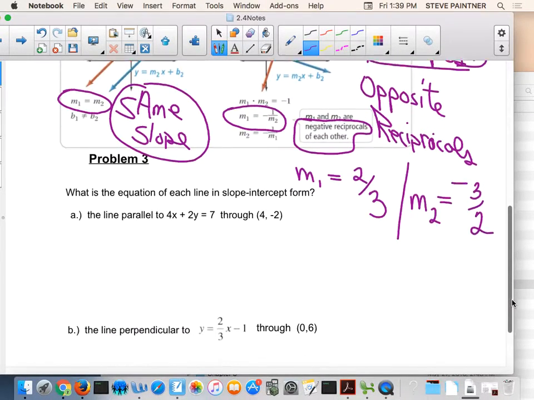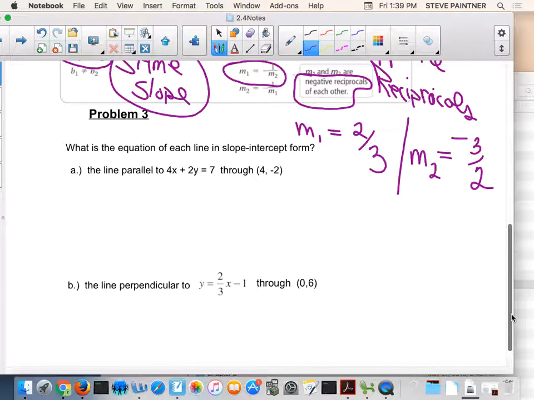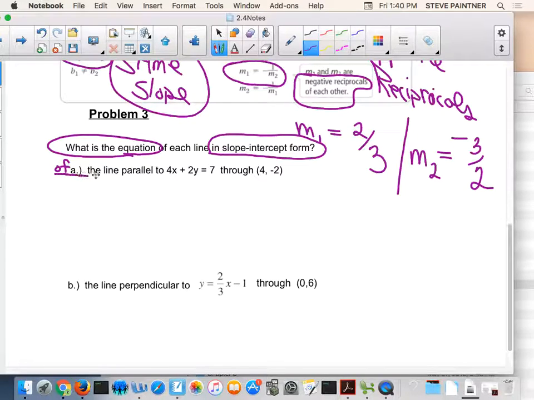Now, here we go. If there's anything that's going to mess you up on the first quiz, it's this. Because most of the time, you guys just don't understand what's being asked. Problem 3. What is the equation? So I want you to write me an equation in what form? Slope intercept. You will write me an equation like y equals 2x minus 3, like that. Of the line, I wish it would have said of the line parallel to this line going through this point.